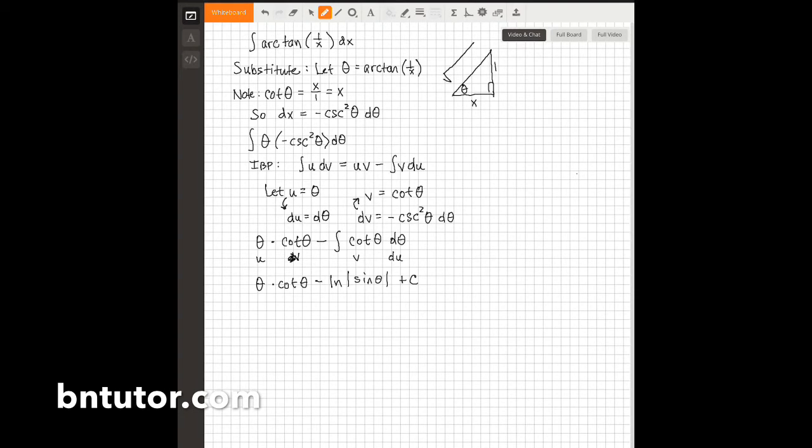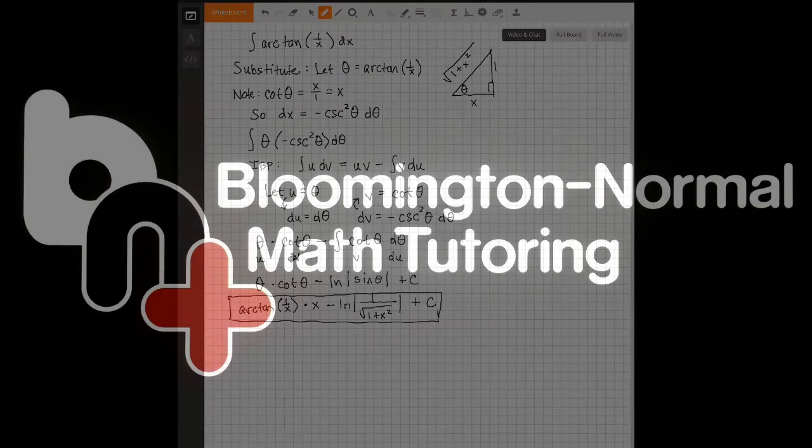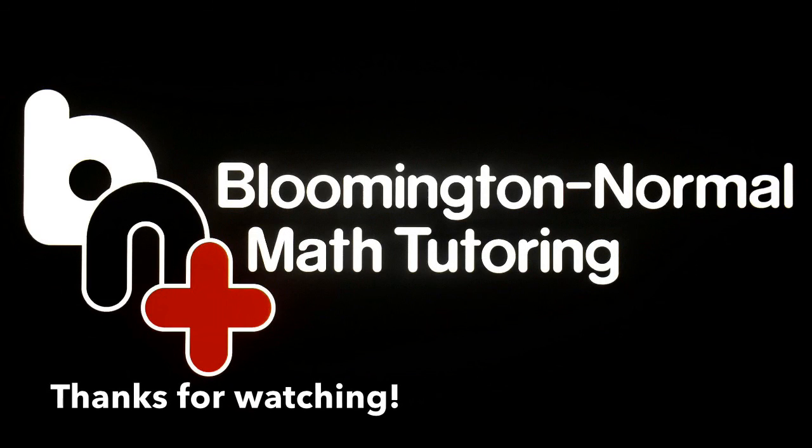We will want to make a quick note that the hypotenuse of our triangle, using the Pythagorean theorem, is the square root of 1 plus x squared. This is because we'll need to know the sine of theta when we substitute back in. Since theta was equal to the arctangent of 1 over x, and the cotangent we'd previously found was equal to x, we subtract the natural log of the sine of theta, which is the opposite over the hypotenuse, 1 over the square root of 1 plus x squared, plus c, giving us the antiderivative that we were attempting to find.